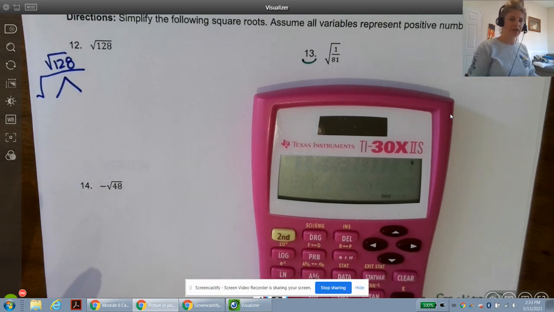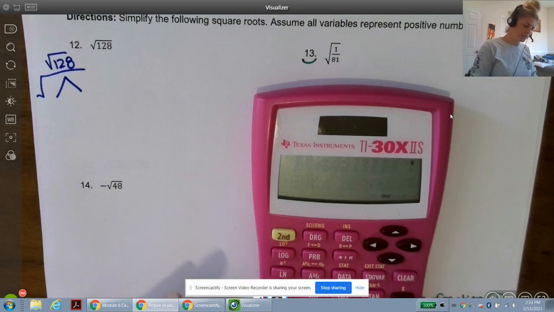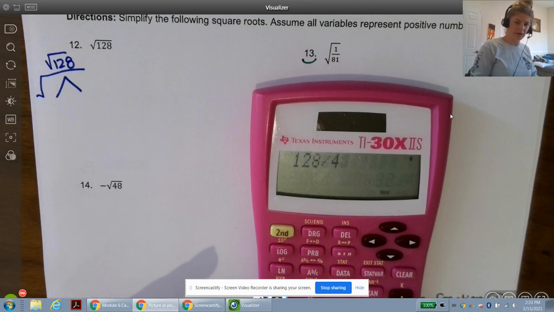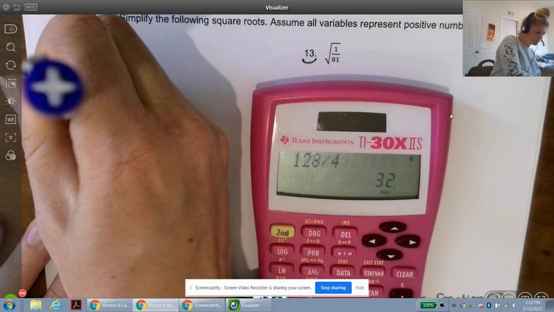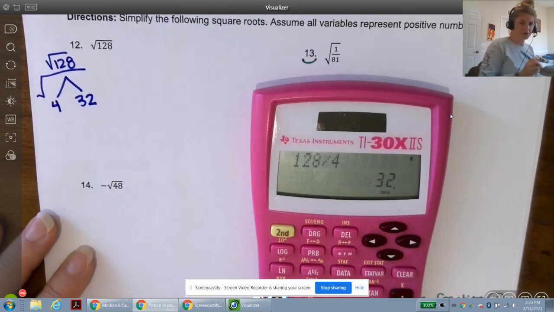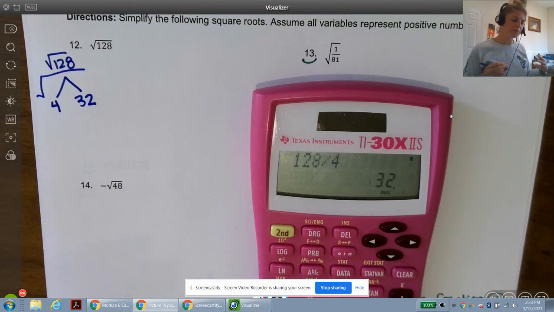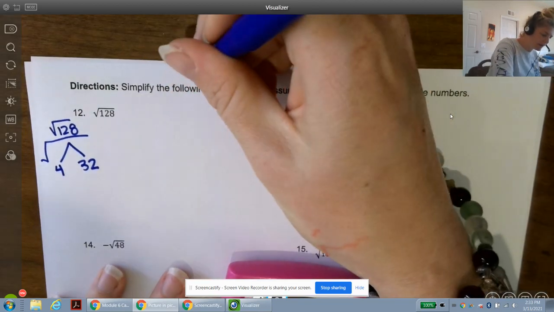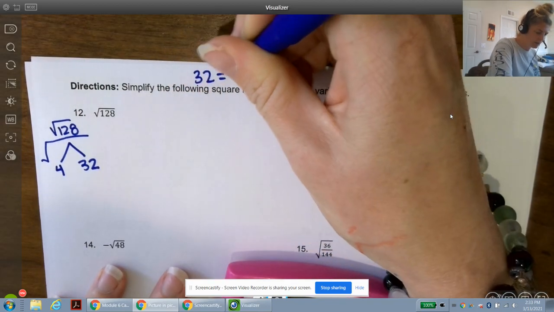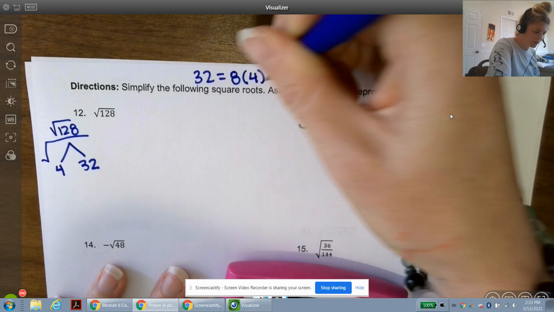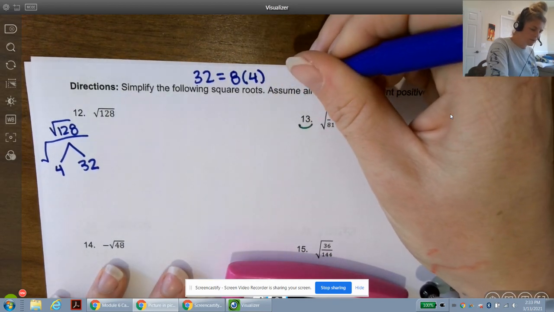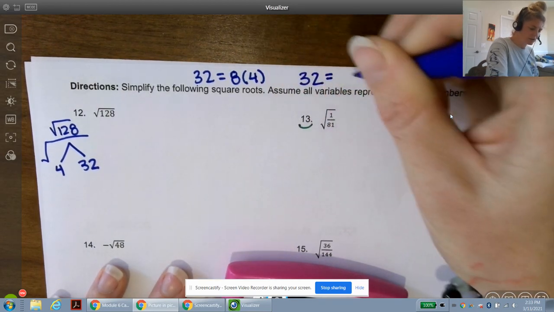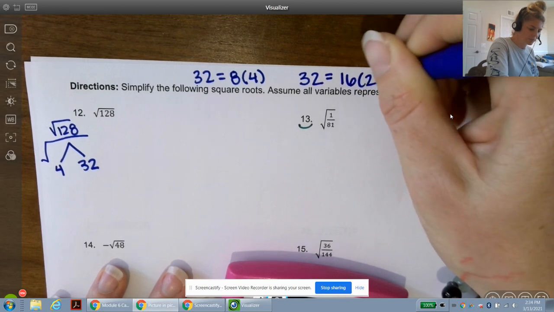Well, I know it's even, then it's even again, so I know 4 will work. So let's see, 128 divided by 4, I get 32. And you guys are going to end up with 32 a lot, and I want you to break that habit. Whenever I see 32, I automatically usually think about 8 times 4. But what I want you to think about, because we're thinking about perfect squares, I want you to think about 32 as 16 times 2.